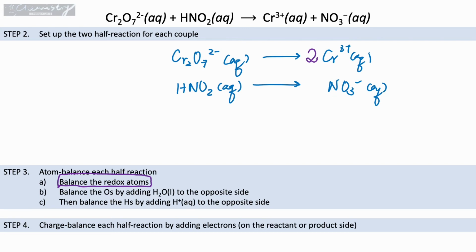For 3B, we are balancing the oxygens by adding water on the opposite side. So over here we have 7 oxygens, so we are adding 7 waters because each water has 2 oxygens. And then on this side, we have 2 oxygens and 3 oxygens on the right side. So to balance this, we are adding water on the left side.